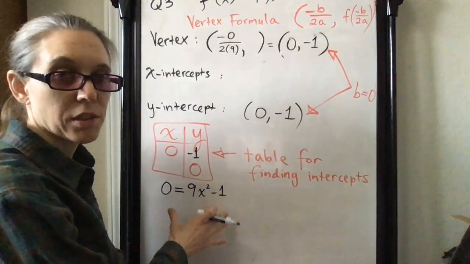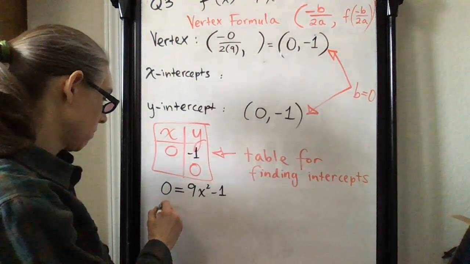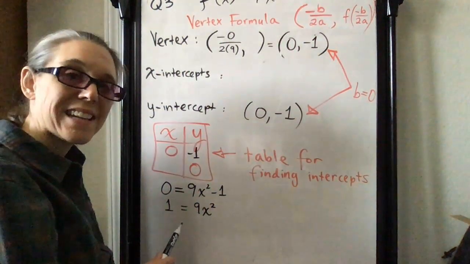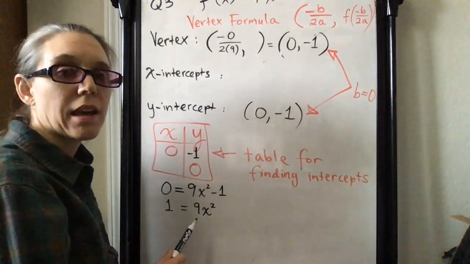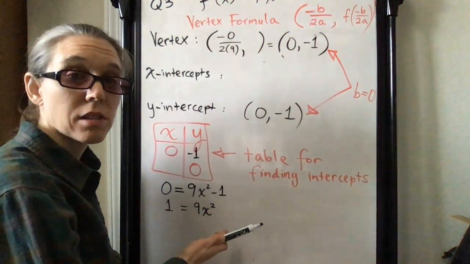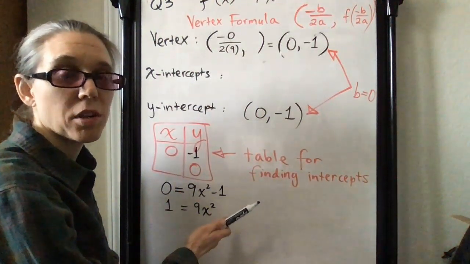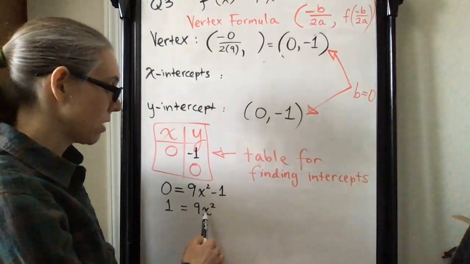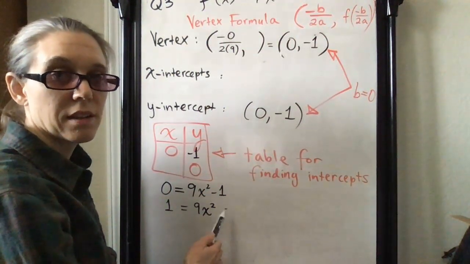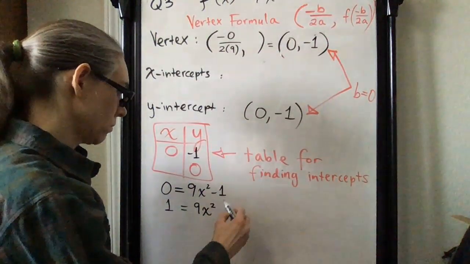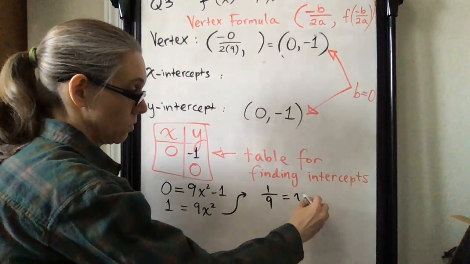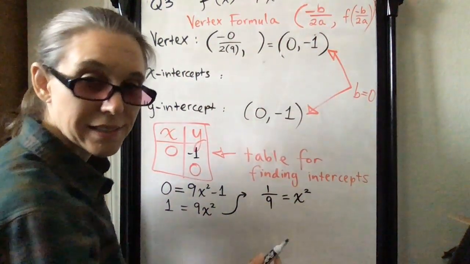So you want to have your perfect square on one side by itself. You can divide by 9, or you can just go ahead and take the square root here. 9x squared is a perfect square. So if you want to take the square root of both sides at this point, you are welcome to do so. But traditionally, I've taught you to get the variable squared by itself. So now we divide both sides by 9. The variable squared is by itself.